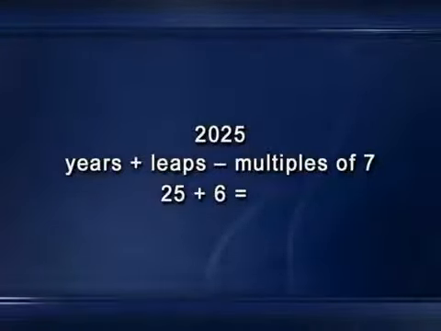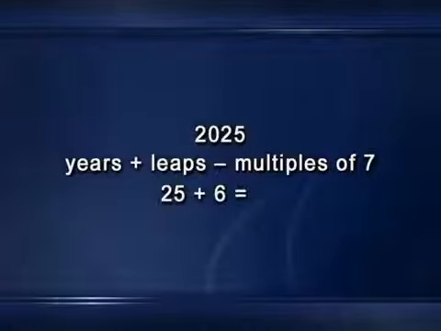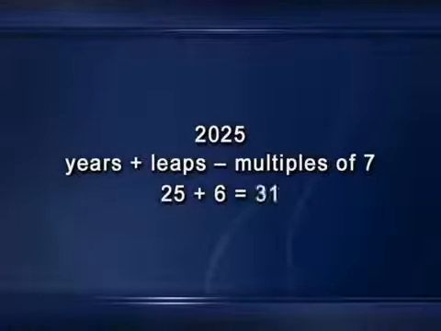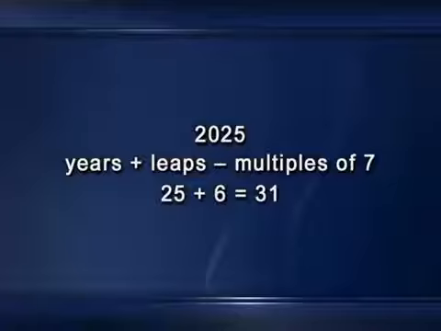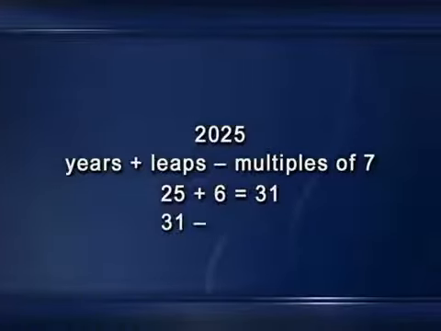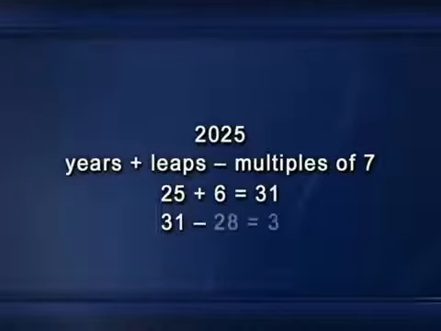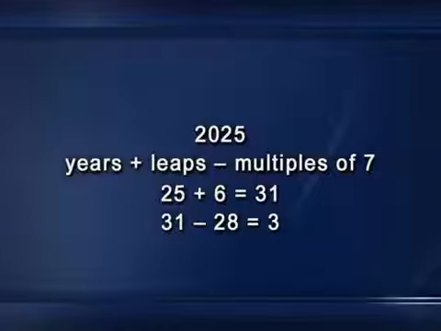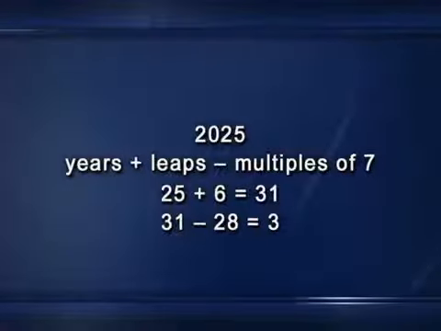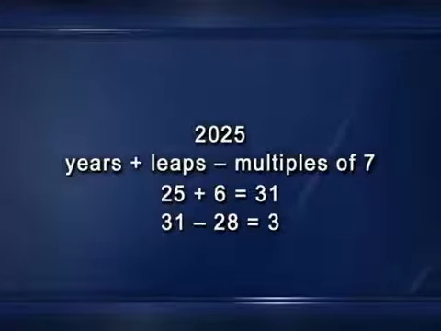So years is 25, the leaps is 6. Add those together, we get 31. And now what do we do? We subtract the biggest multiple of 7 that we can. The biggest multiple of 7 would be 28. 31 minus 28 is 3, and that's the year code. All right, that's the year code for 2025.